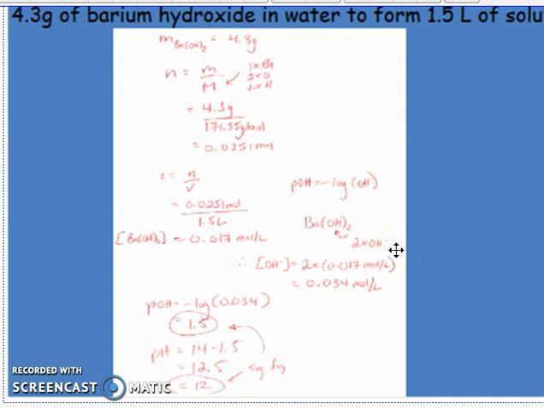Here is the part where you have to be wary. Remember how in the other examples, our ion was in a 1-to-1 ratio with the original compound. In this particular example, we have barium hydroxide, and there are 2 OHs for every 1 barium hydroxide. So this calculated concentration is for the entire compound. But to find pOH, we need the hydroxide concentration, so we would have to double that. See how we have 2 OHs, so it's a 2-to-1 ratio. We have to double the concentration, and that makes sense. For every 1 barium hydroxide, there are twice as many hydroxide ions being produced.